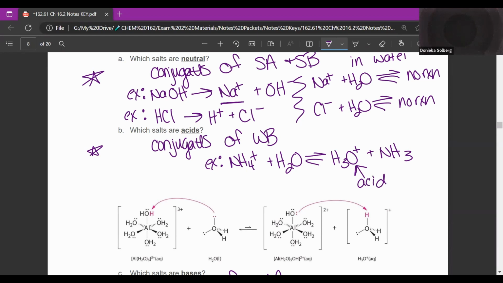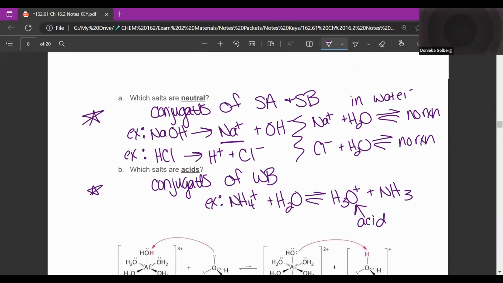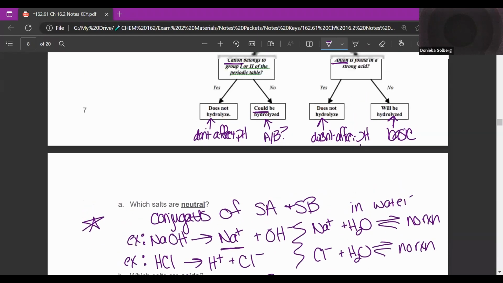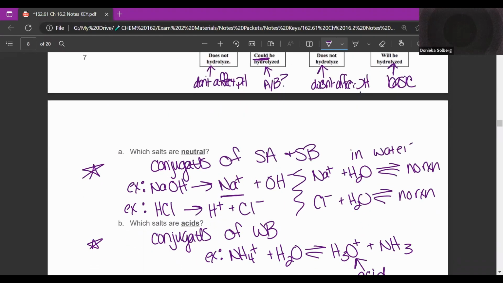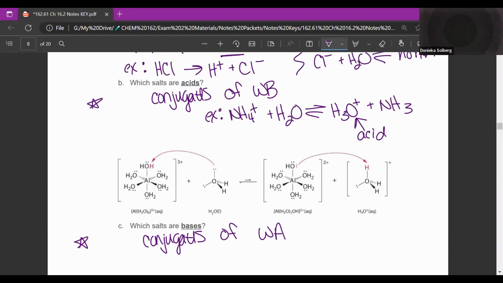Now, I'm going to talk about those other metals. If you have other metals in there that are not group 1 or group 2, they can be acidic, be hydrolyzed. Okay, so what can happen? And you don't have to be able to draw this out. We're going to talk more about this in a much later unit.